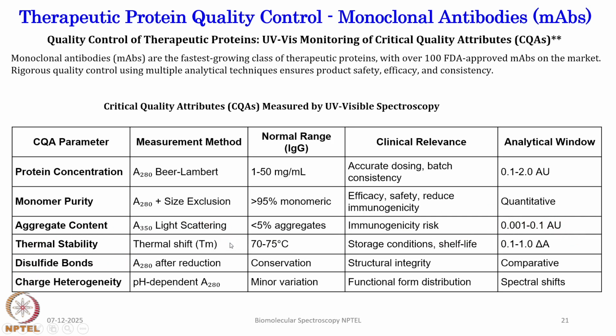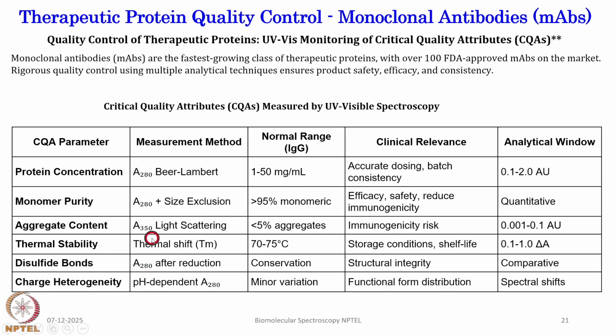Thermal stability, you have to check, because storage, freeze, thaw, many things come into thermal stability, right. So, thermal stability one can measure at the Tm. The normal range is 70 to 75. It is critical for storage condition and shelf life. The analytical window is 0.1 to 1 unit. The disulfide, that ensures the critical quality attributes. So, if you remember the insulin structure, there are 3 disulfide bonds. You have to find that they are correctly formed.